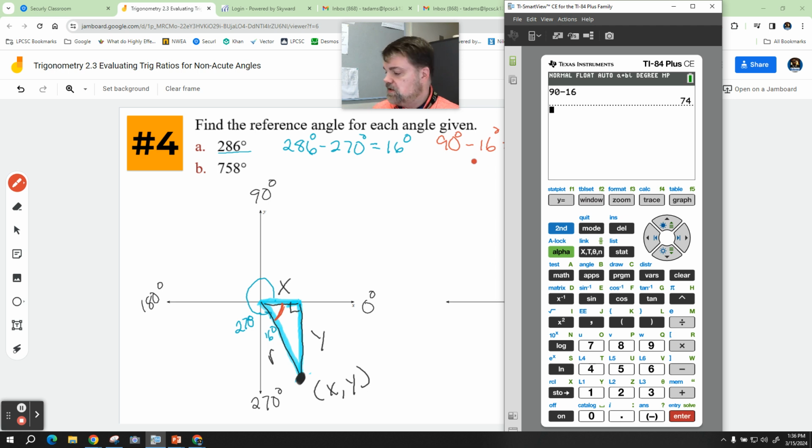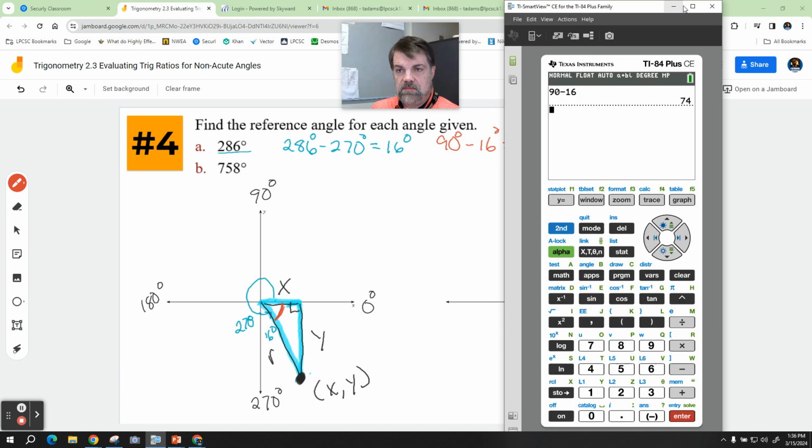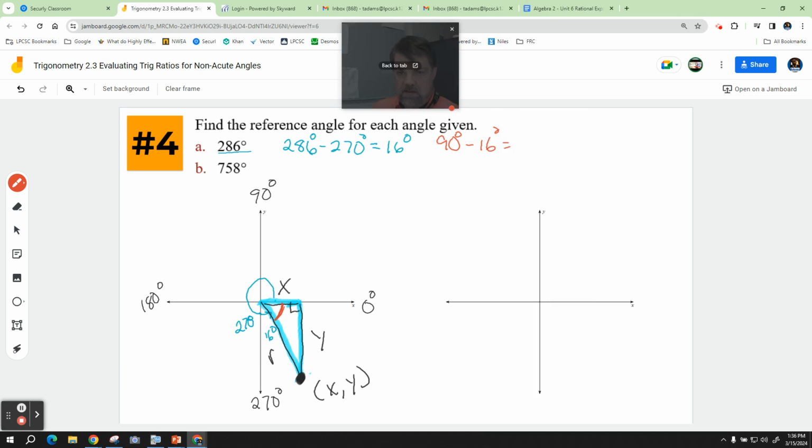That's 74 degrees. So then theta is just 74 degrees. So right in here is 74 degrees. And that's it. That's all you have to do to have the reference angle. And so from there we could solve the triangles, we could do whatever.